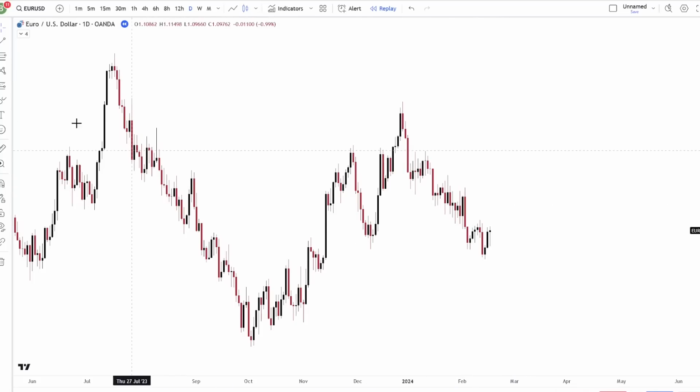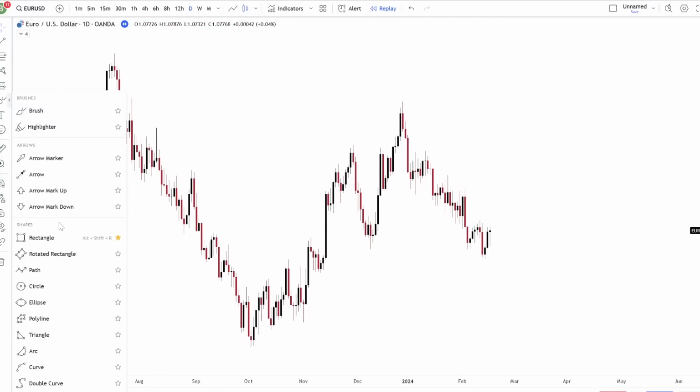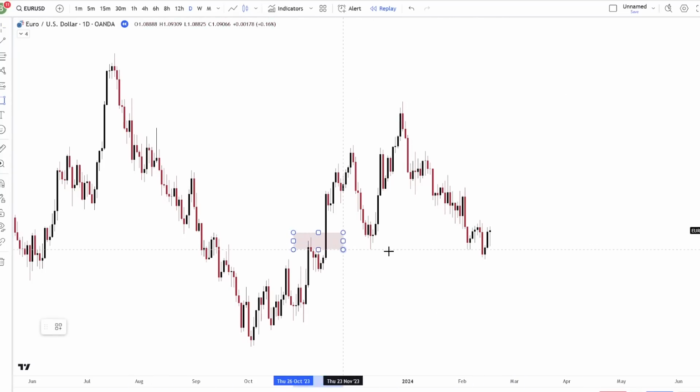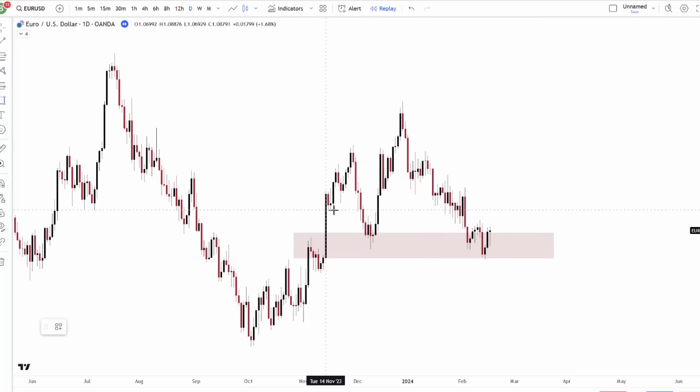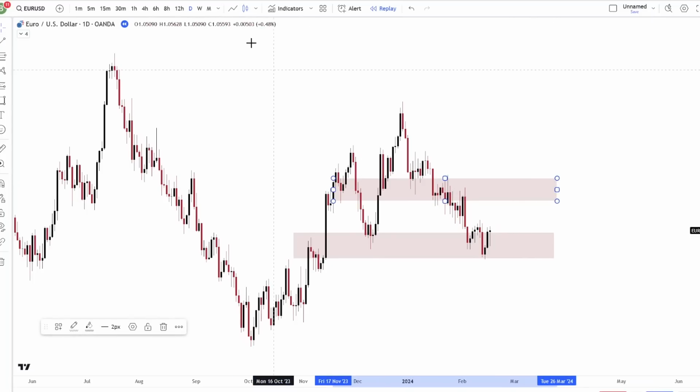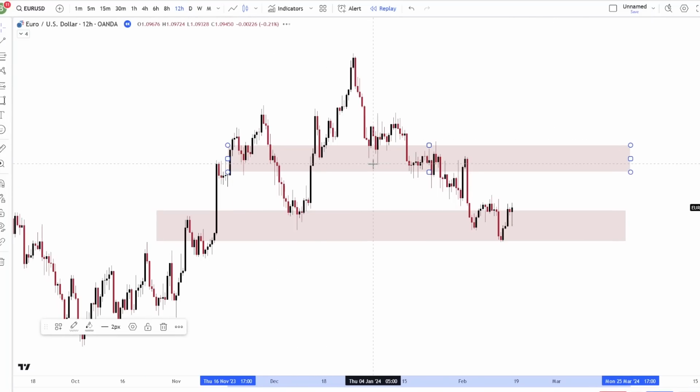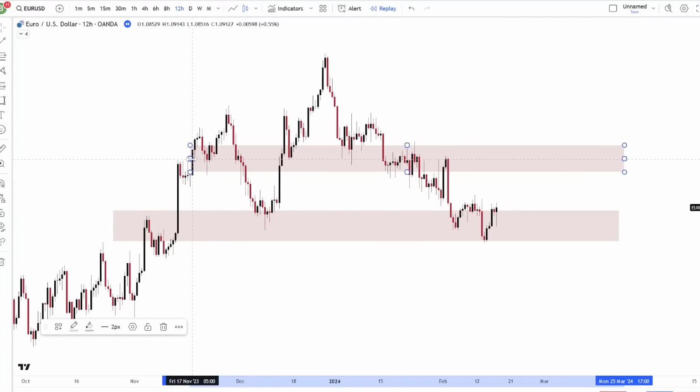So let's look at another example. Let's mark up our levels. So from what I can see here, we have a level right here, and we have a level somewhere in this area. I would have to go on a lower time frame. So let's go on the 12 hour. Okay, perfect. You have a level right here.